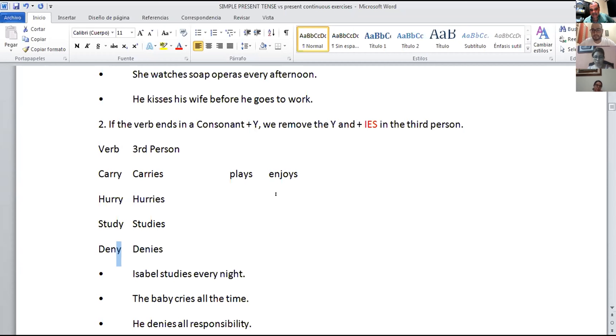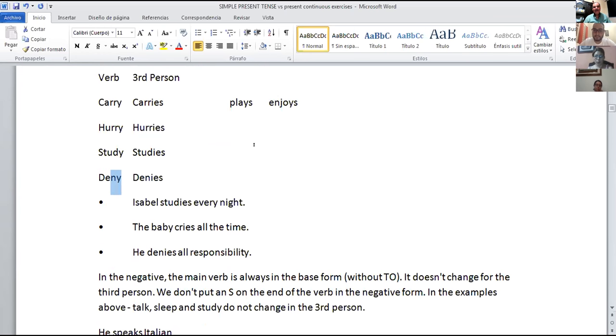And look, y fíjese bien, si el verbo termina en vocal más Y, como la regla dice que tiene que ser consonante más Y, no aplica. Entonces aquí solo agregamos la S. ¿Quedó claro? Fíjese bien, enjoy, disfrutar, el verbo enjoy, termina en vocal más Y. Entonces, no aplica esta regla, porque la regla pide consonante más Y. Entonces, ahí vamos a remover la Y y vamos a agregar IES. ¿Okay? Okay. Very good.